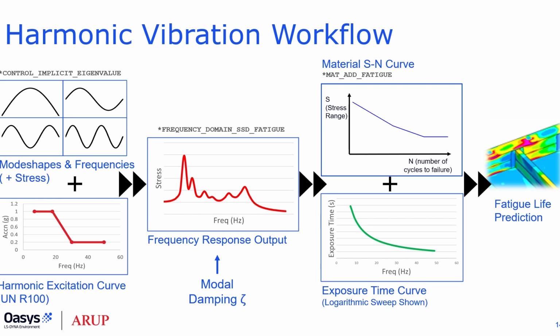So this slide shows the workflow for harmonic vibration. On the left are the inputs to the calculation. We've got the mode shapes and the frequencies that are calculated from the modal analysis. It's important to note that we also need the modal stresses from this analysis because we need those for the fatigue calculation. We also need the excitation to be applied to the battery in terms of an acceleration magnitude, frequency and direction. For UNR100, a sweep is required from 7 Hz to 50 Hz back down to 7 Hz, and the amplitude is a function of frequency, as you can see here in that load curve.